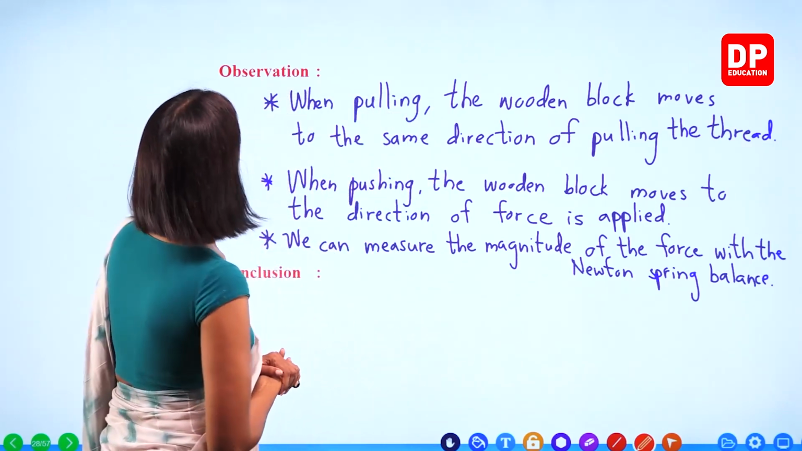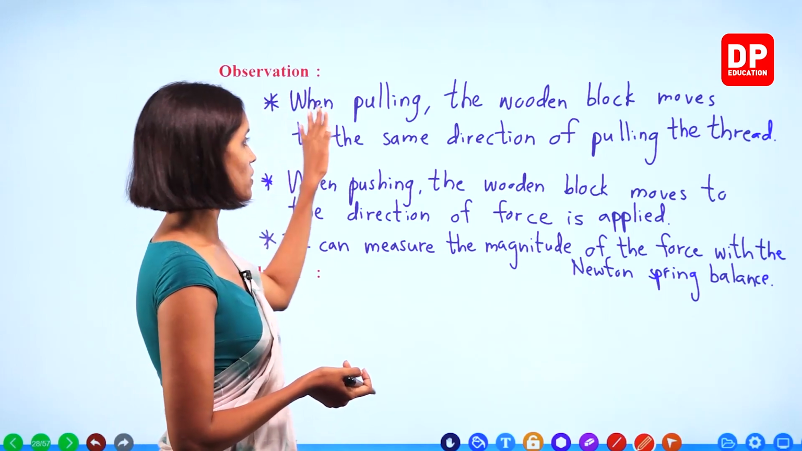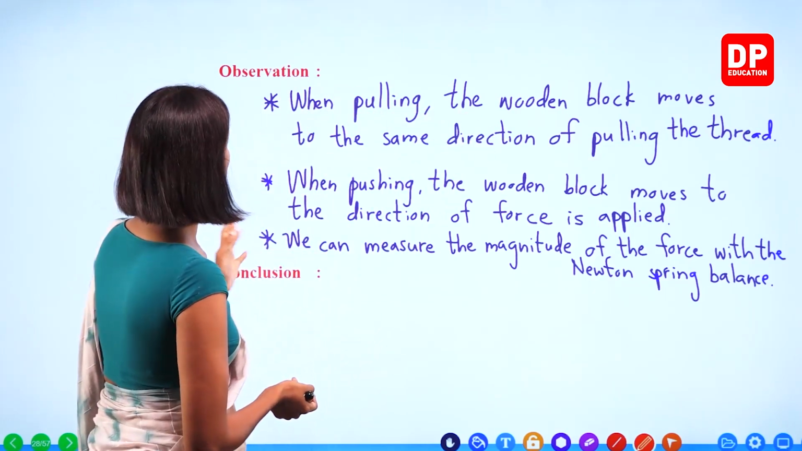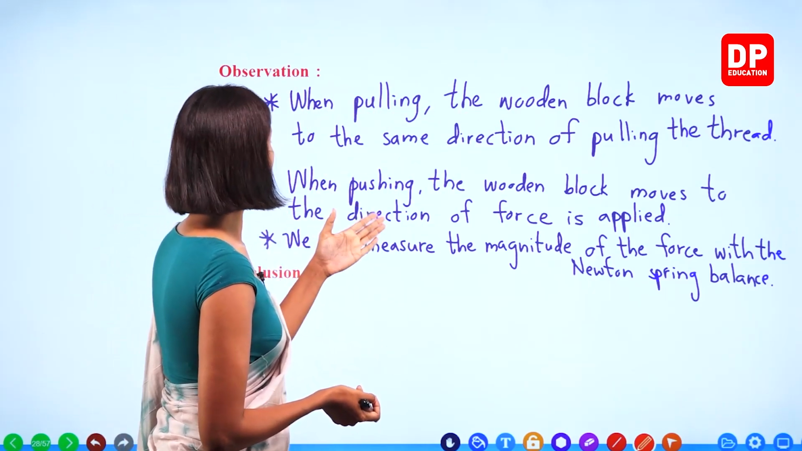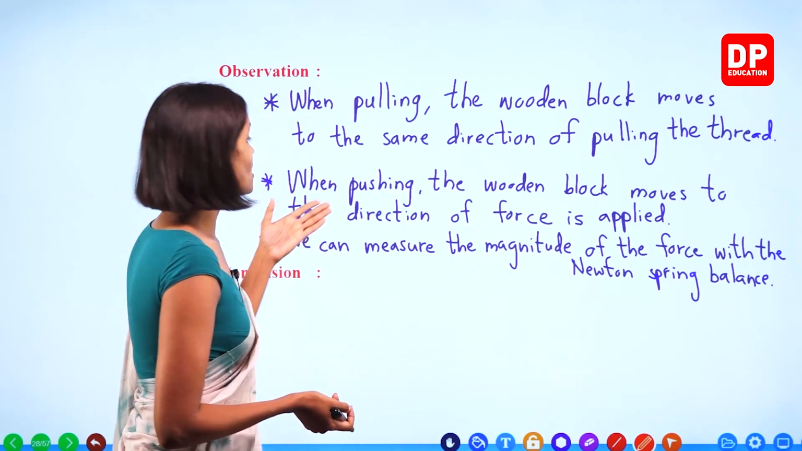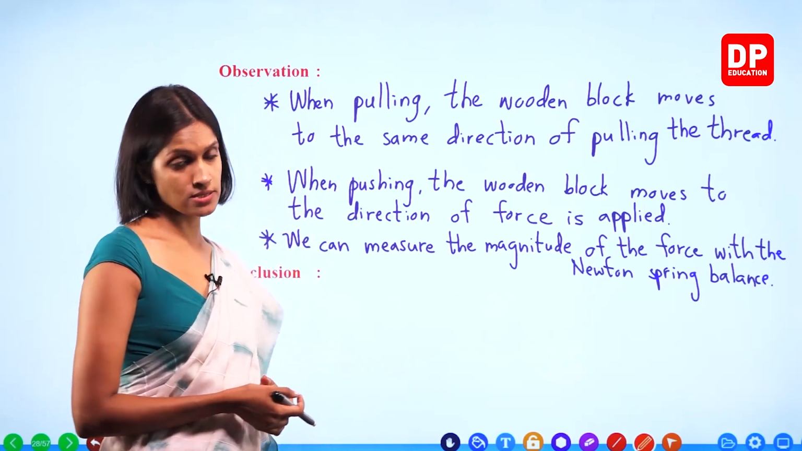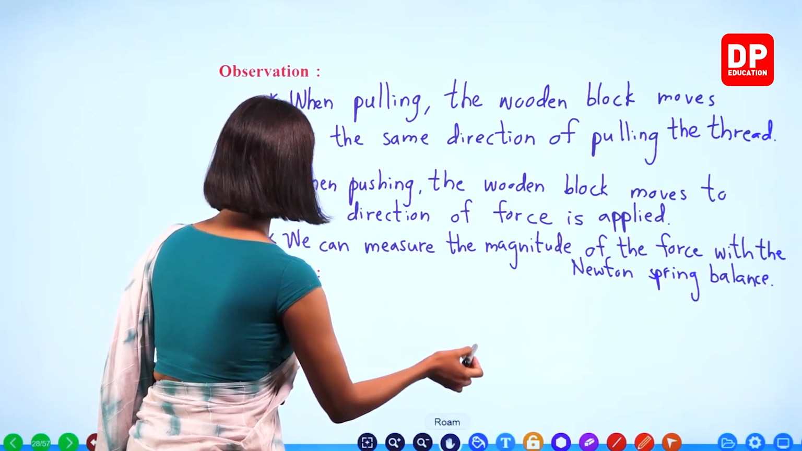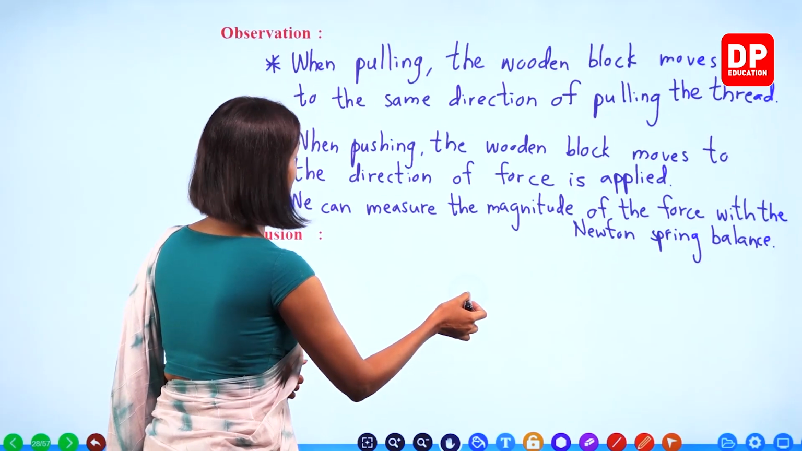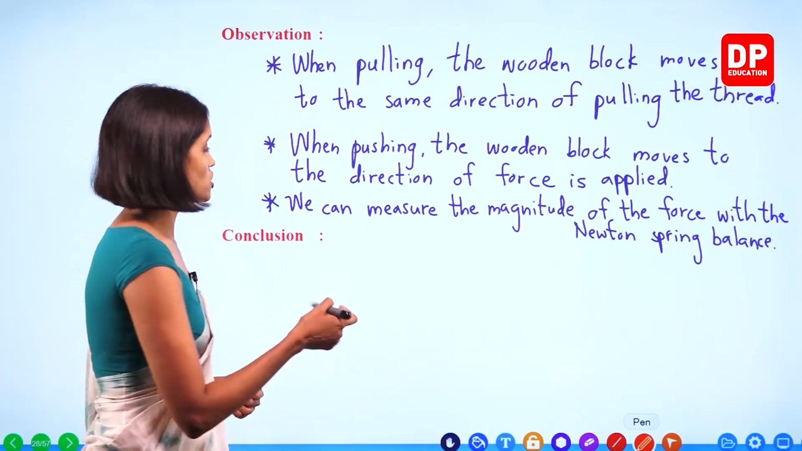Right? When pulling, the wooden block moves to the same direction of pulling the thread. Right? When pushing, the wooden block moves to the direction of force is applied, and we can measure the magnitude or the size of the force with the Newton spring balance, right? Okay, so what is the conclusion? So it's very clear that force has both magnitude and direction.